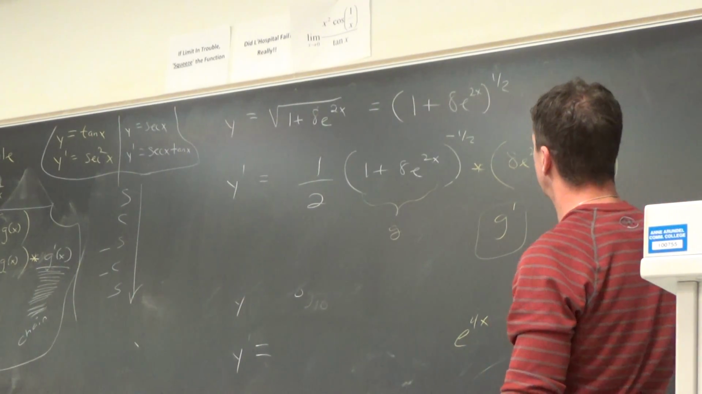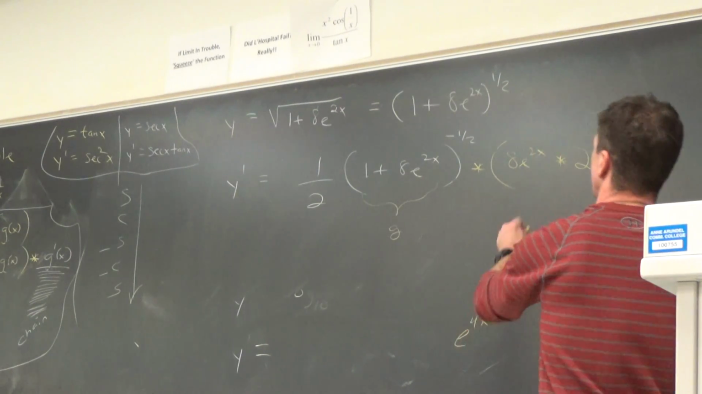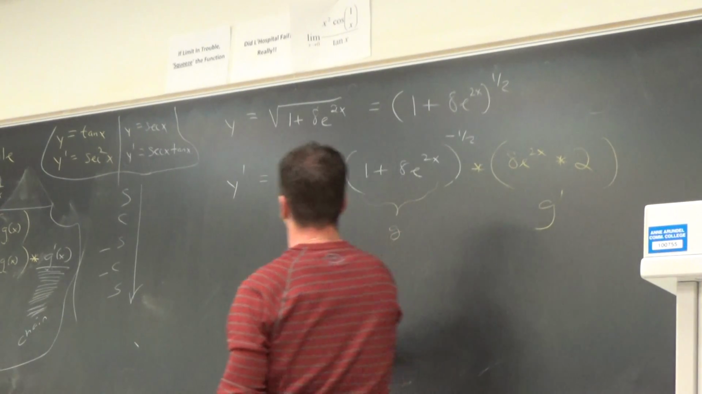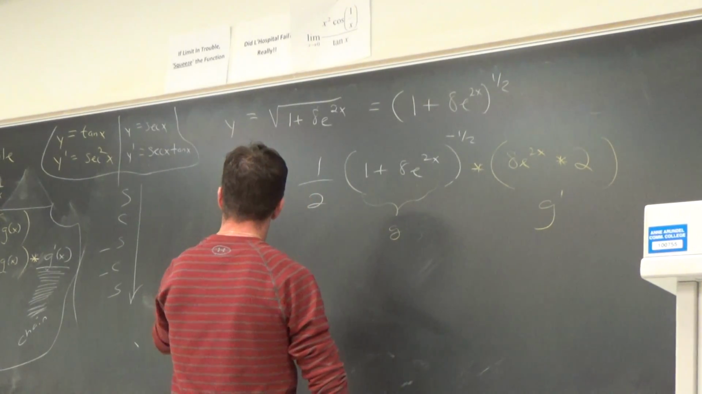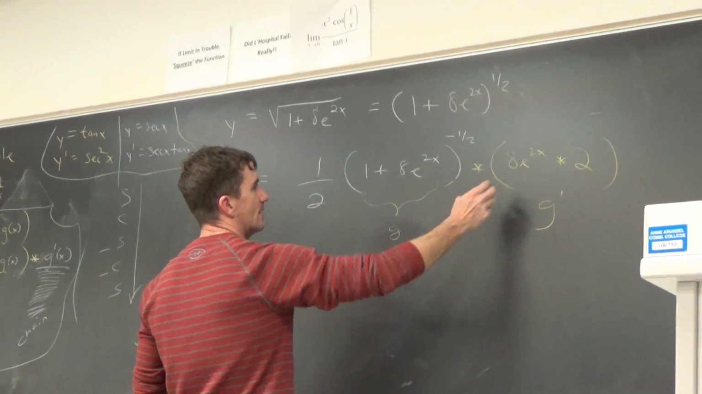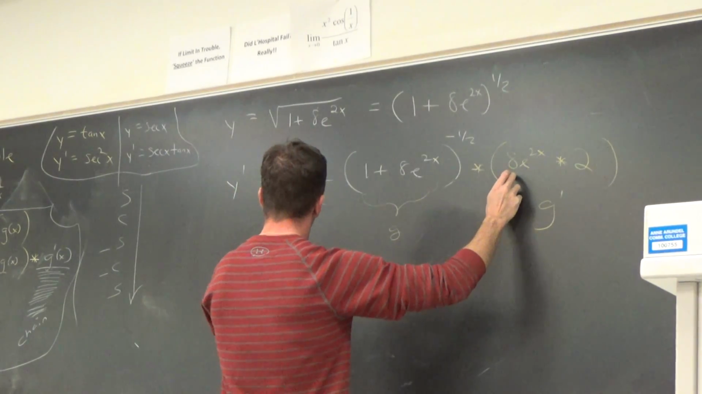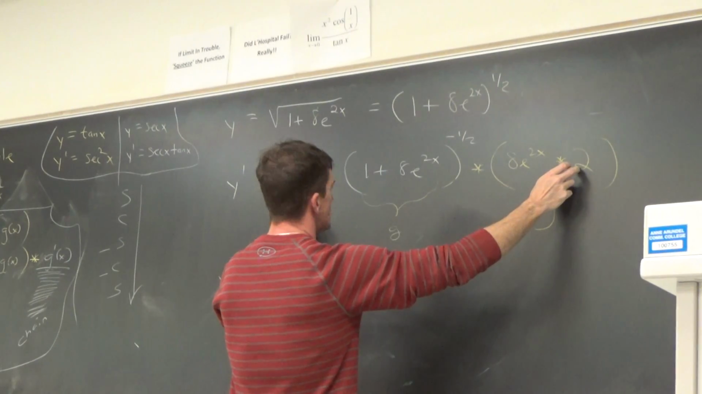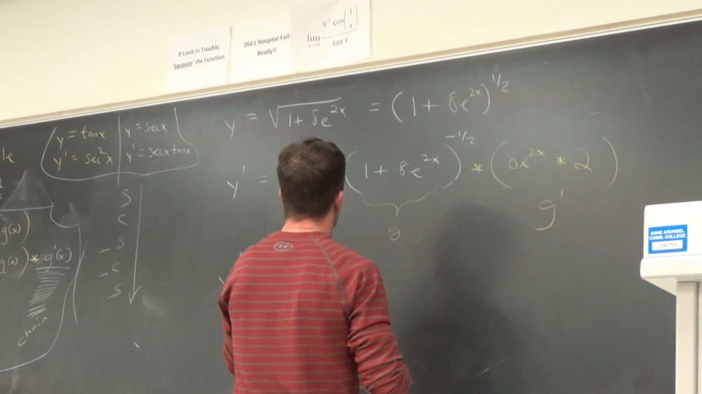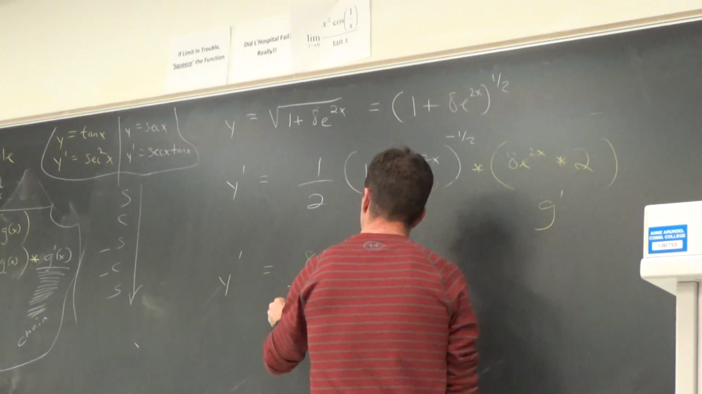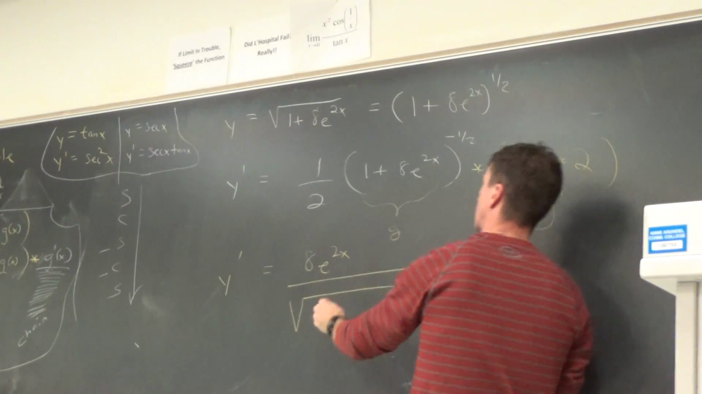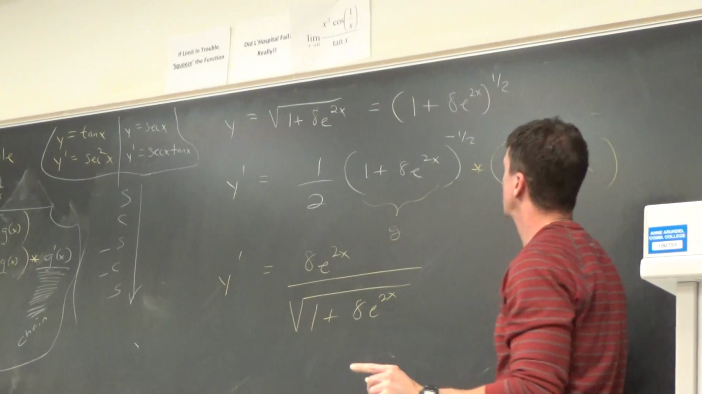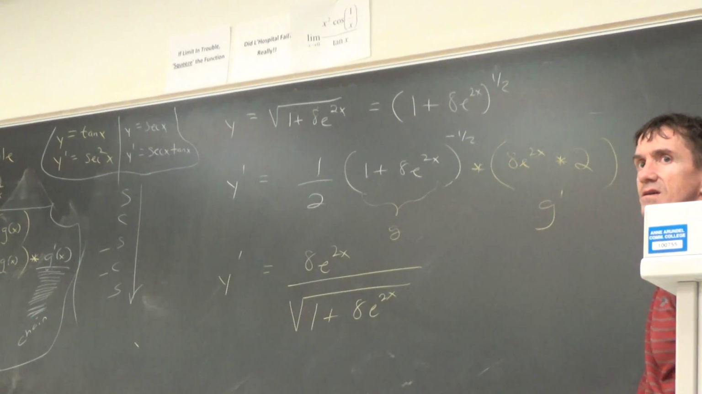That's right. So what's this final answer here? So 8 e to the 2x divided by 1 over 8 e to x square root. What do we get? 8 e to the 2x. Anything cancel? Yep. Those 2's go out, right, everyone? All over the square root of 1 plus 8 e to x. Let me make sure, does everyone agree? Yep. Does everyone see it?